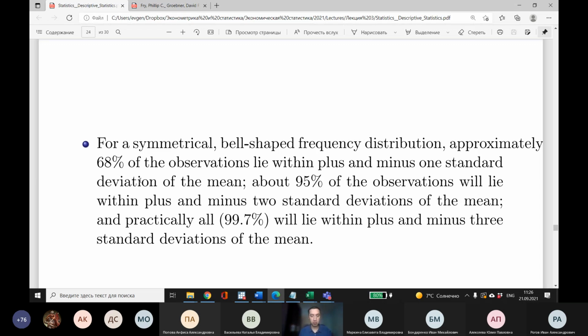But in the empirical rule, we have to be sure that our data follows a normal distribution, i.e. our data is bell-shaped. Next, the empirical rule states that about 95% of the observations will lie within plus and minus 2 standard deviations of the mean, and practically all, 99.7%, will lie within plus and minus 3 standard deviations of the mean. And in principle, that's it about the empirical rule.